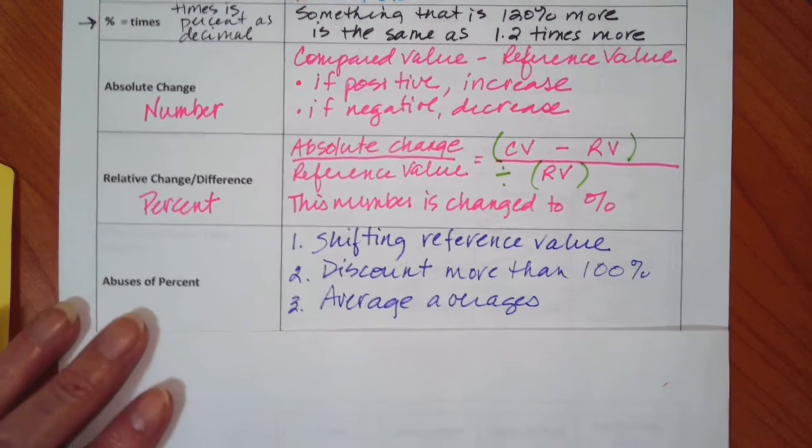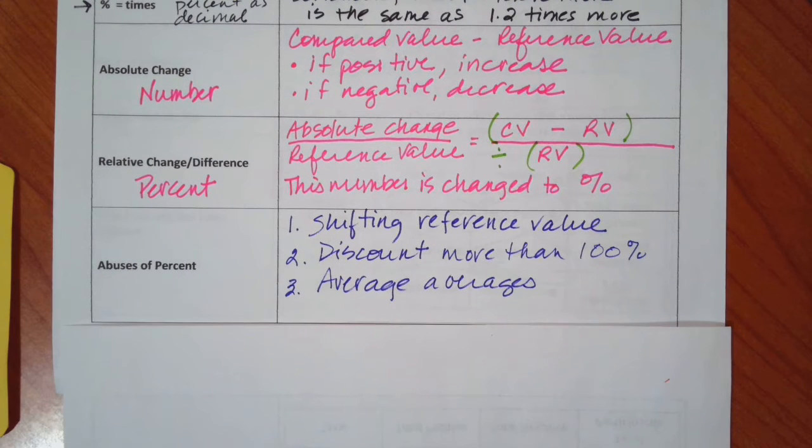Okay, we talked about 3 different abuses of percent. The first one is a shifting reference value. I think the example we used was a pair of jeans that was 40% off and then an additional 20% off the sale price. That does not mean you get 60% off. You get 40% off the original price, and then that shifts the reference value, that sale price, then you take 20% off of that. A discount more than 100%: you can't lose more than 100% of your body weight.